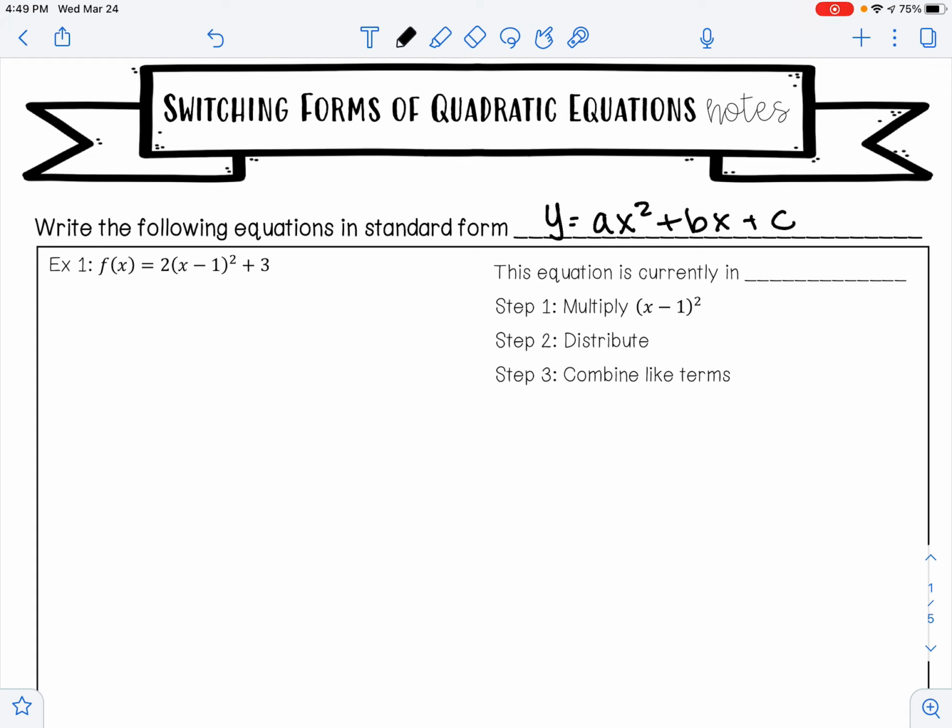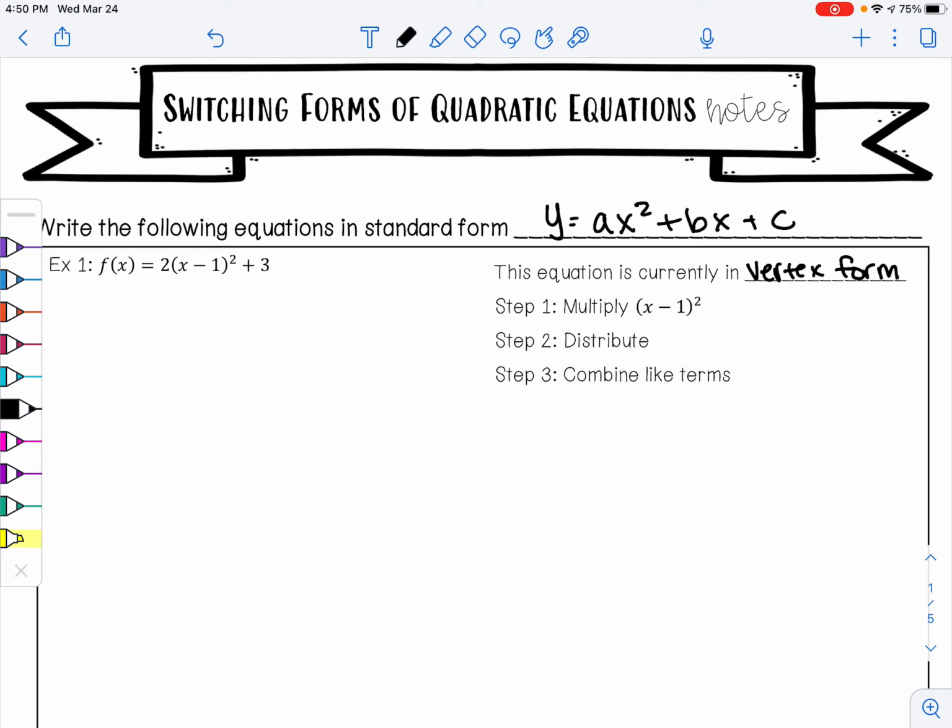Example 1 has the equation f of x equals 2 times x minus 1 squared plus 3. This equation is currently in vertex form. To go from vertex form to standard form, we need to multiply everything out and combine like terms. So we're going to multiply and then simplify.